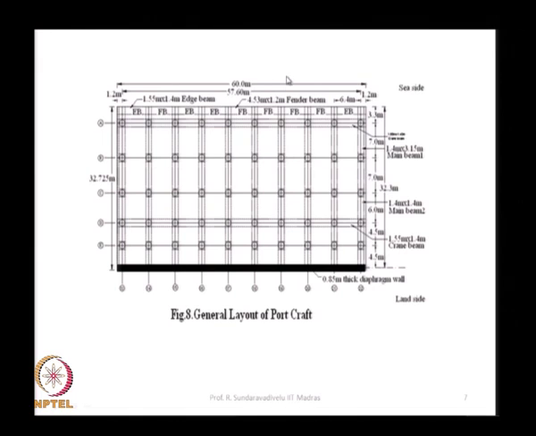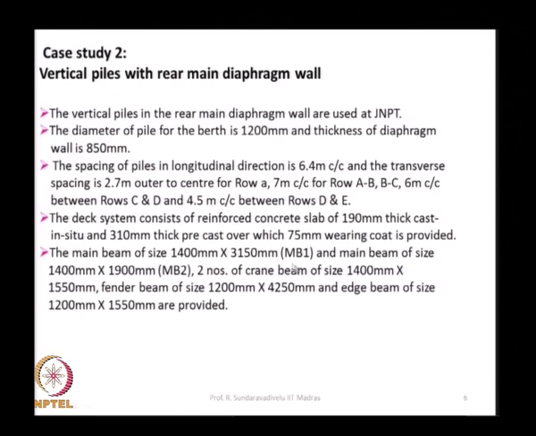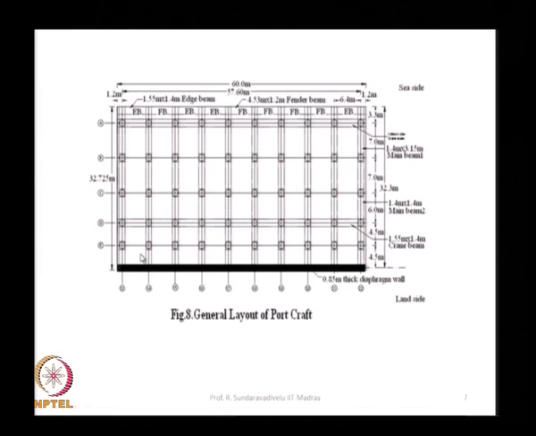This is the sea side, this is the land side, and the total length of this diaphragm wall is given here. I do not think it is given here. It is for a typical block of 60 meters. Like that we have multiple blocks. I think in total it is about 600 meters or so in length. There is spacing in this direction, and we have given row numbers 1, 2, 3, 4, 5, 6 like that.